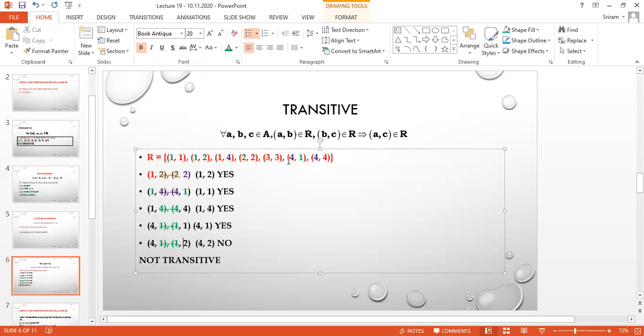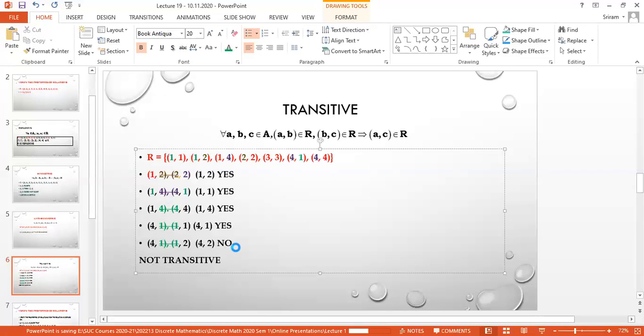When I check here, I am having 4, 1 and 4, 4. We don't have 4, 2. So we are going to write no, this does not exist. Even if one pair is not existing, then we are going to say this is not transitive.